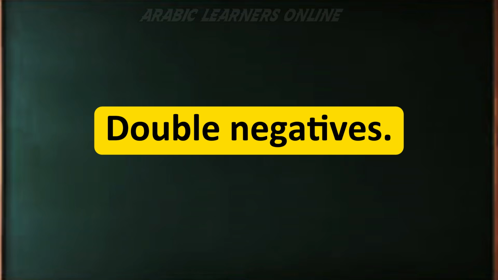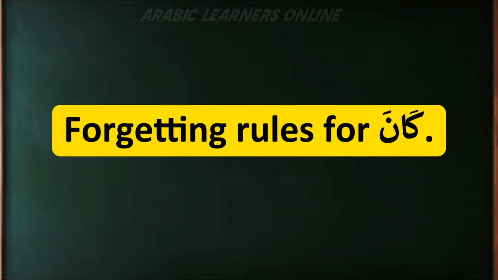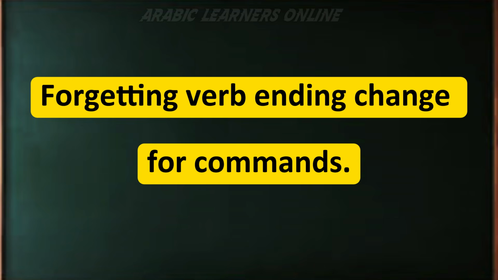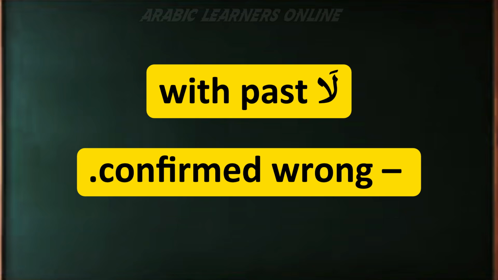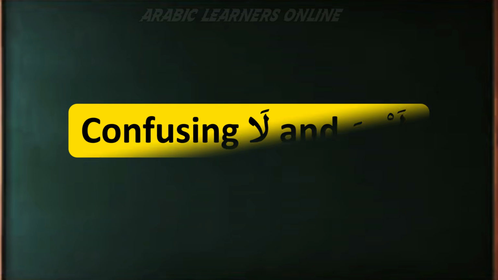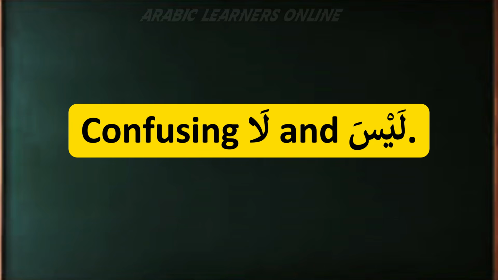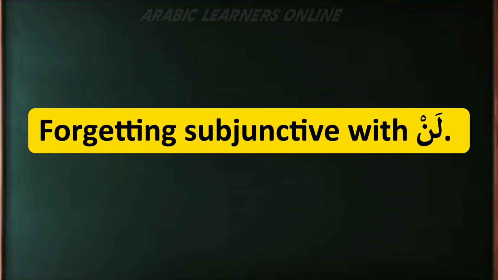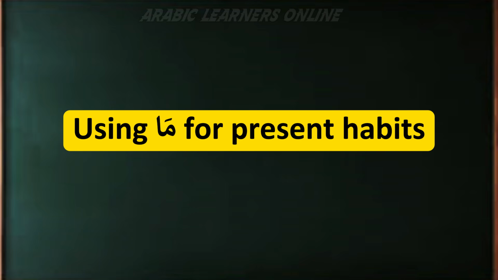Double negatives. Forgetting rules for kana. Forgetting verb ending change for commands. La with past, confirmed wrong. Confusing la and laysa. Forgetting subjunctive with len. Using ma for present habits.